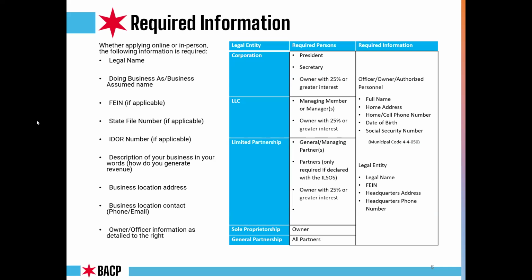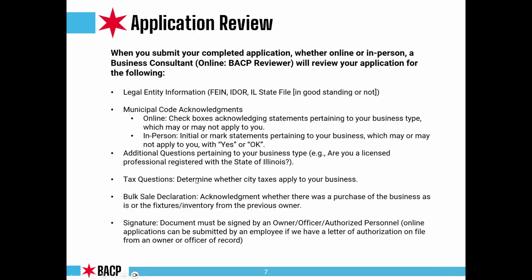So LLCs can be a little tricky. If you have any questions, we definitely ask you reach out to us in advance. You can do that by emailing businesslicense@cityofchicago.org. And you're going to see that email a couple more times before the end of the presentation.